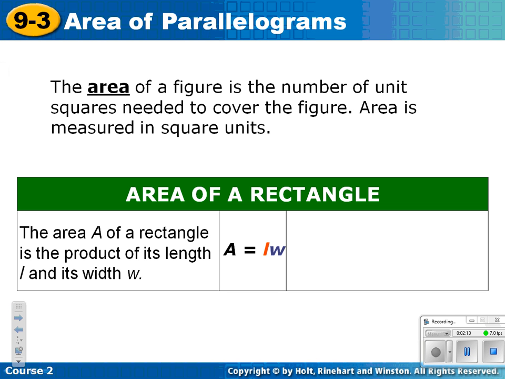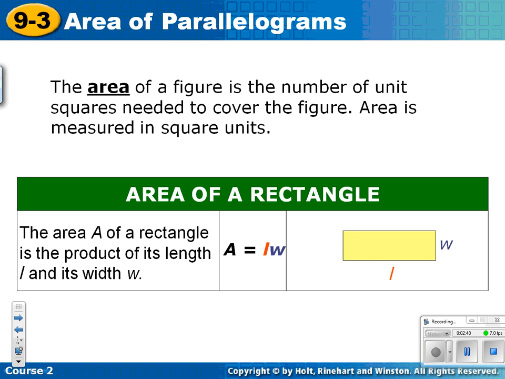Now, I want you to understand something. On your quiz and on your test, that is something you are going to have to memorize. It's something that you need to permanently have in your brain. To find the area of a rectangle, it's length times width. A equals L times W. What I have written up there on the board is not going to stay there. I'm going to erase it. So this is a memorization thing for you.